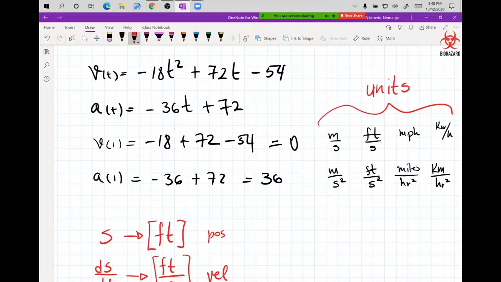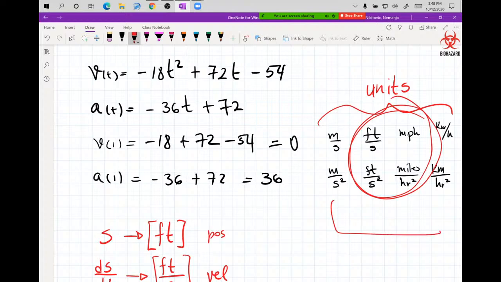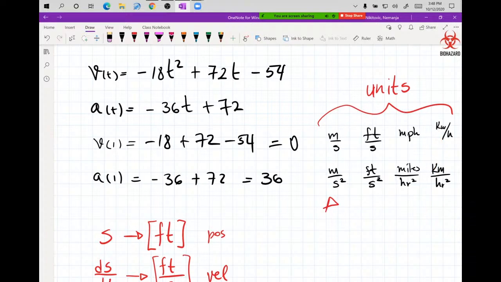So meter per second and feet per second, they are comparable. And then you have mile per hour and kilometer per hour. And then it just depends whether you are talking imperial units, which are the ones in the middle, or you are talking the metric system, international units, which is given in meters and kilograms.